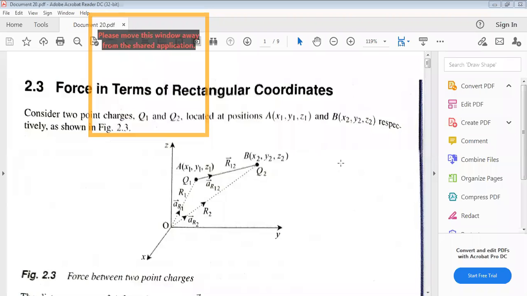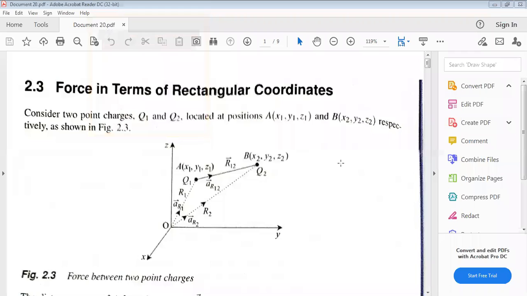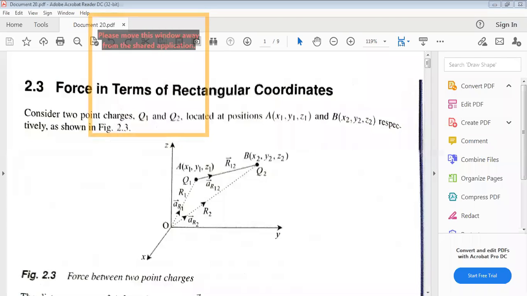See here, consider the 2 point charges q1 and q2. Those are located at two different points, x1, y1, z1 and x2, y2, z2. These two points are combinations of x, y, z intersecting points. This is point A and this is point B. Point A location is the intersecting point of x1 y1 z1, and point B is the intersection point of x2 y2 z2.